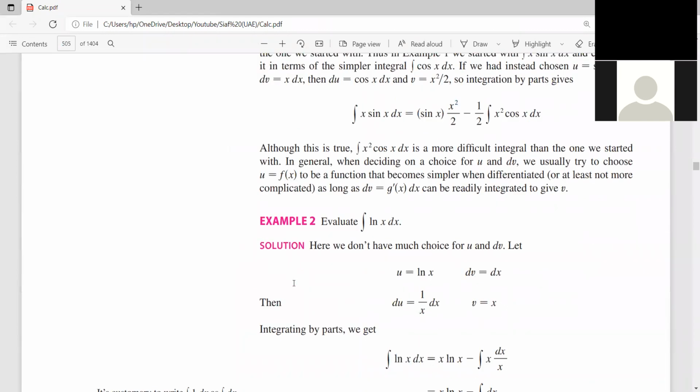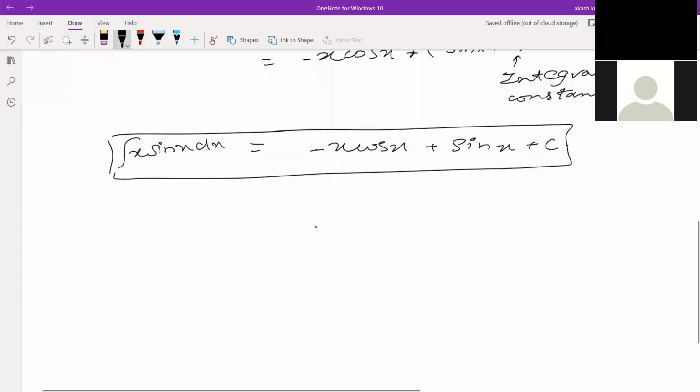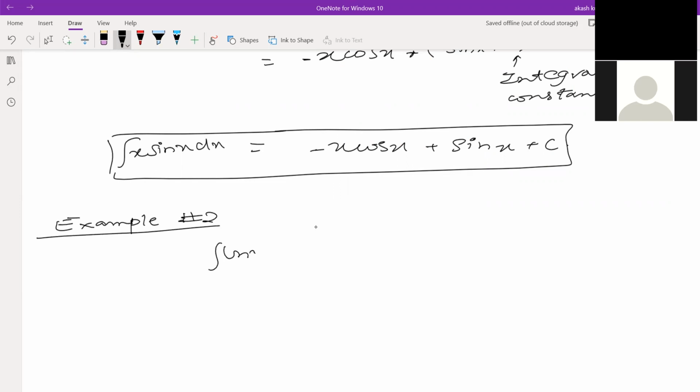And then now we are going to move further towards example number 2. Is this a different type of integration or the same type? The same topic, integration by parts. We are going to do another example on it. So the question is: evaluate ln x dx. Example number 2: integral of ln x dx.